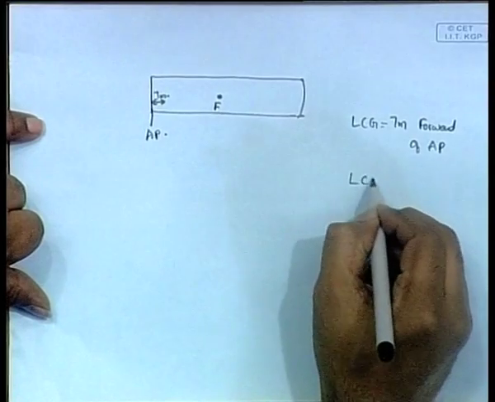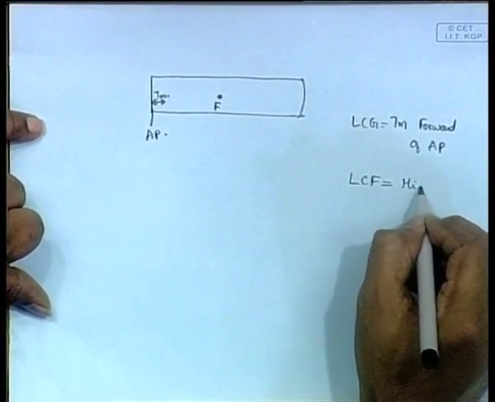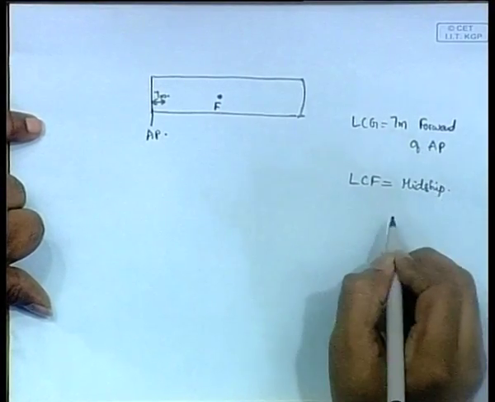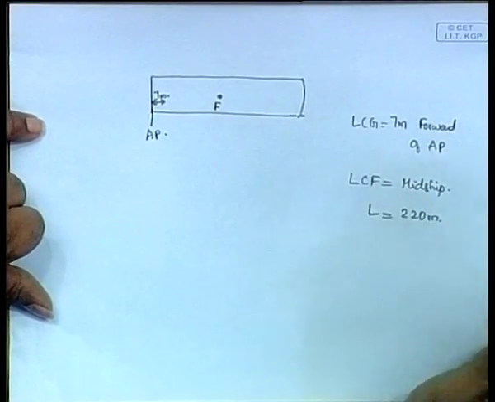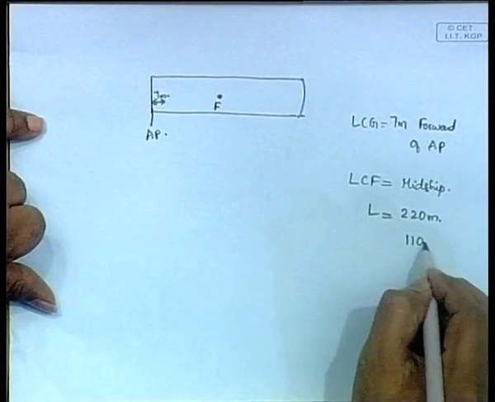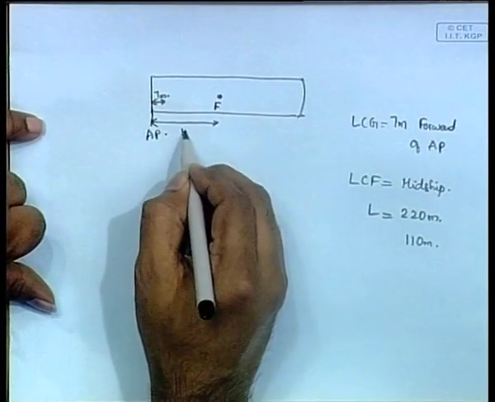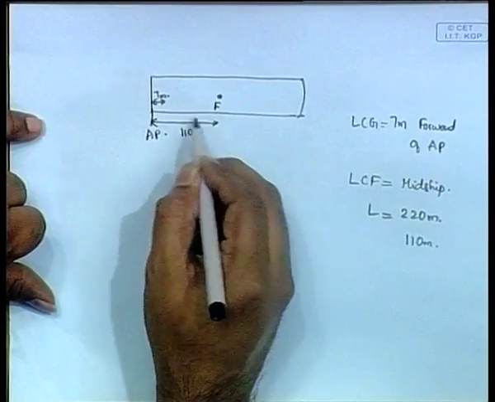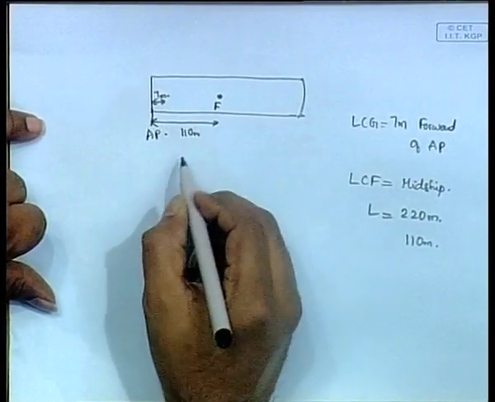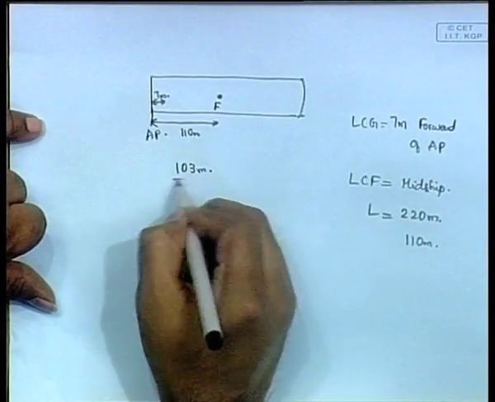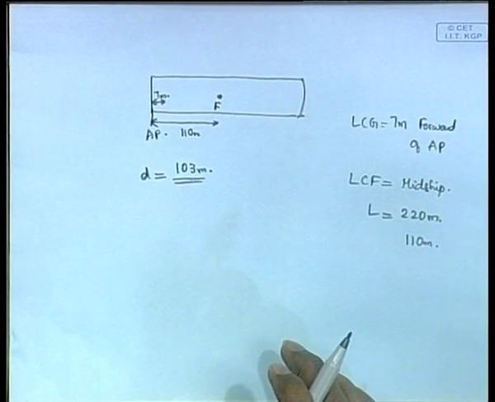You are told that LCF is midship, exactly midship. That means you need the length of the ship. Now, the length of the ship is given to be 220 meters. Okay. Therefore, midship is 110 meters from aft perpendicular. So, this is 110 meters. Therefore, the distance between F and this position where the weight is discharged is 103 meters. Okay, this you have to find. This is your D, the position where the weight is discharged.